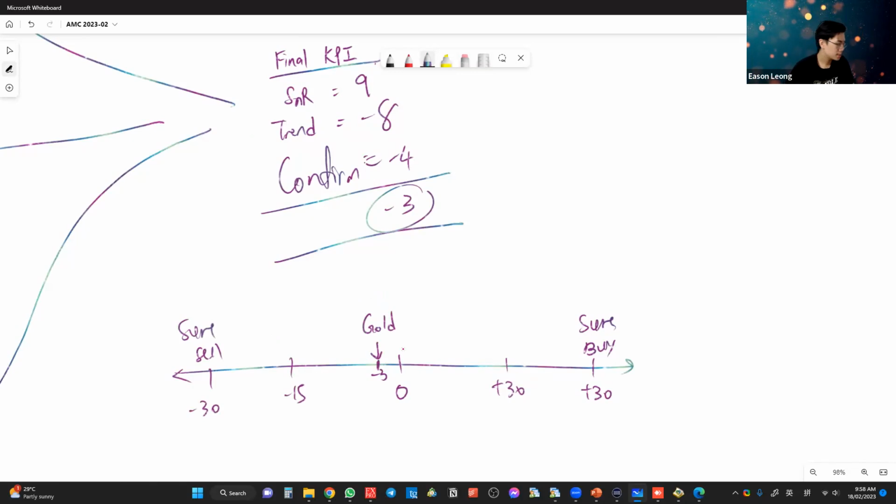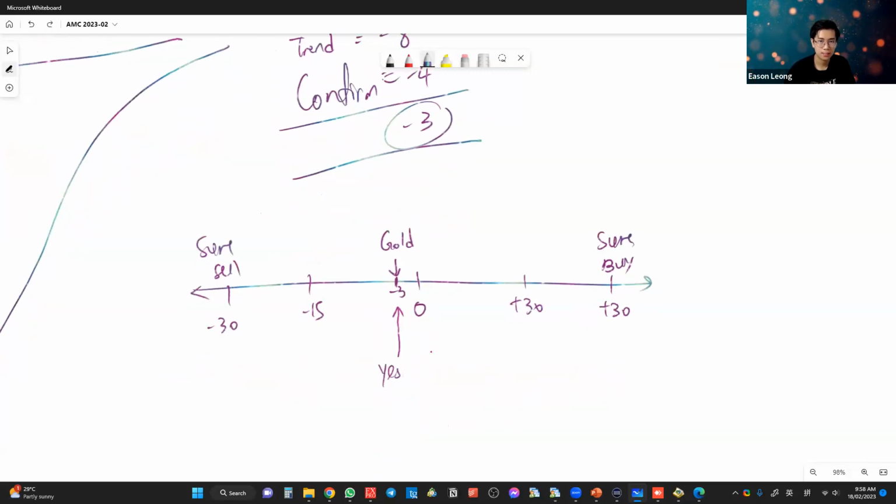Question: do you think that this market right now is a good opportunity to sell? Yes or no? To sell, or do nothing, no trades? So yes, the answer is nothing. No, wait first. It's not good to sell yet.